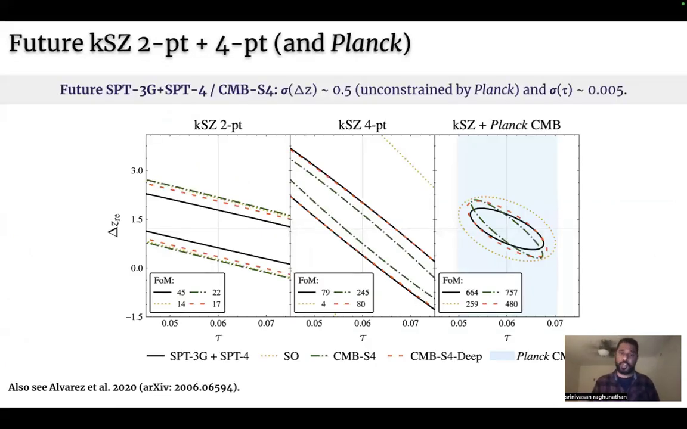The future, however, looks pretty promising. Here I'm showing information from kSZ 2-point combined with kSZ 4-point and also Planck.